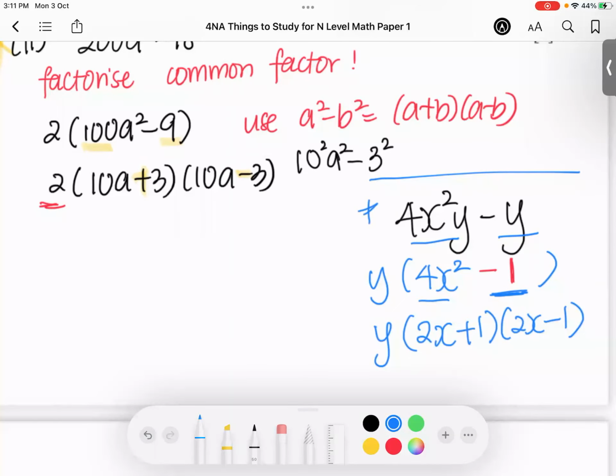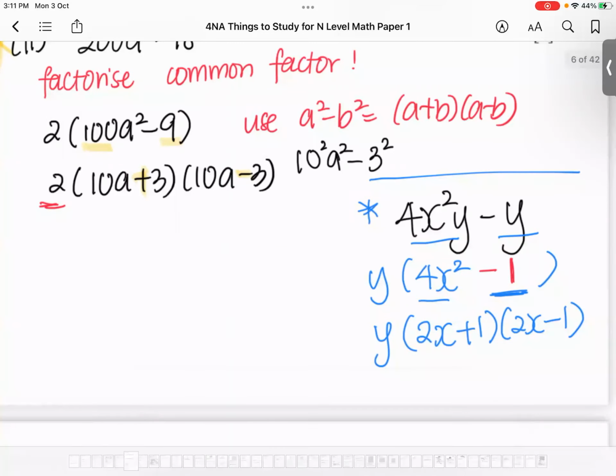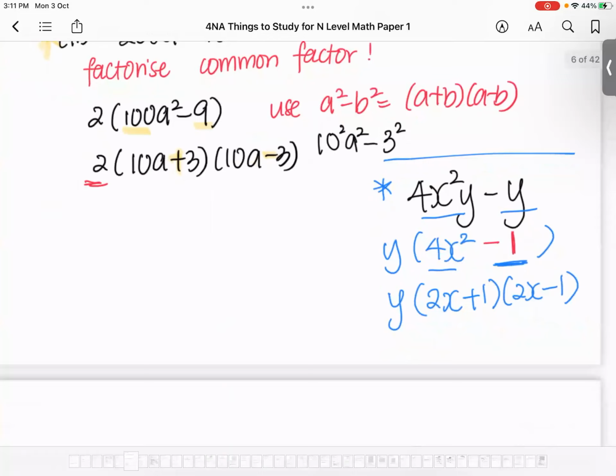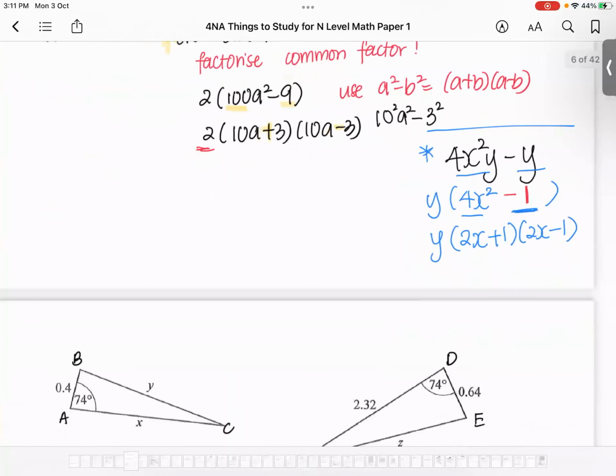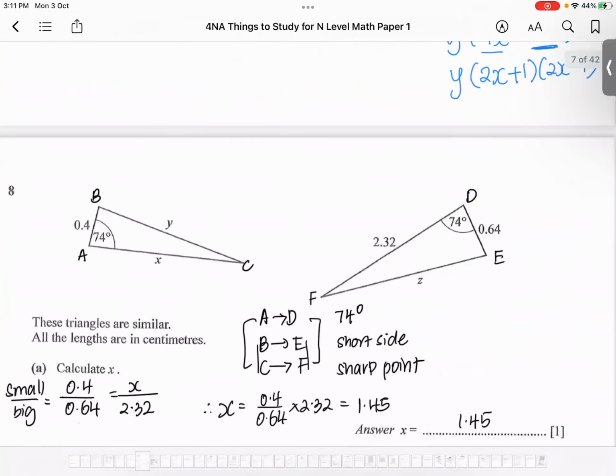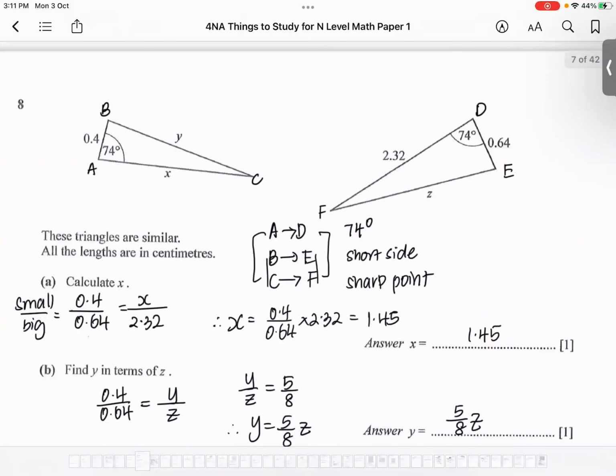So this can be another type of trick question as well. So please take note. Okay, I'll write down here. Later you can refer to it. Okay, this question, I personally like this question.